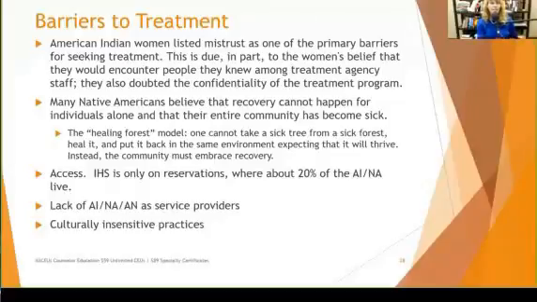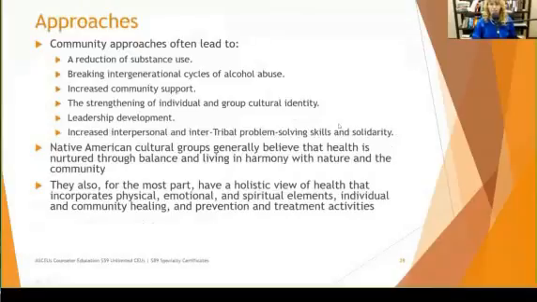The Indian Health Service is only on reservations, where only about 20% of this population live. There are also a lack of American Indian, Native American, and Alaskan Native service providers, and a lot of people in this culture prefer persons from their own culture. And Westerners tend to have culturally insensitive practices.